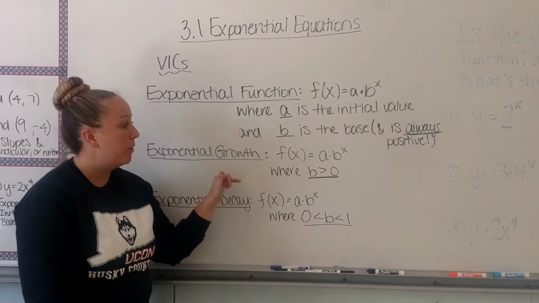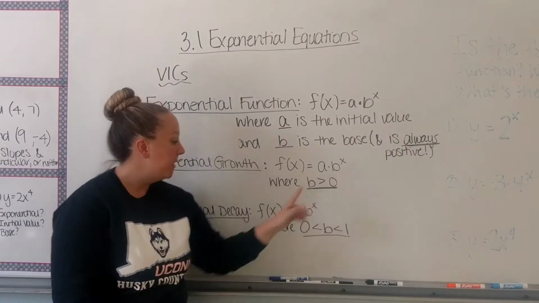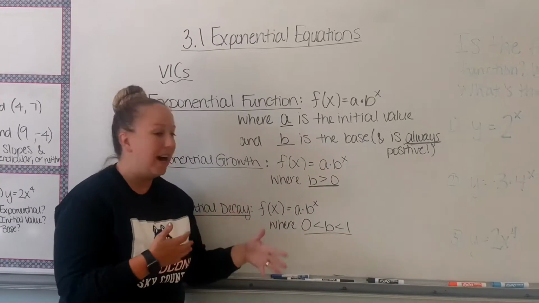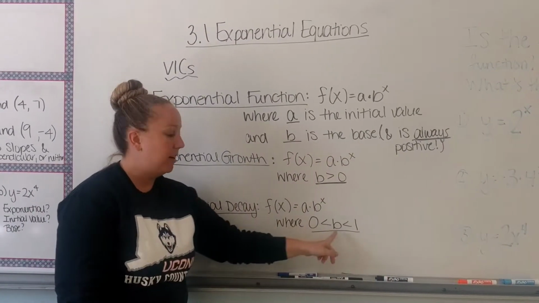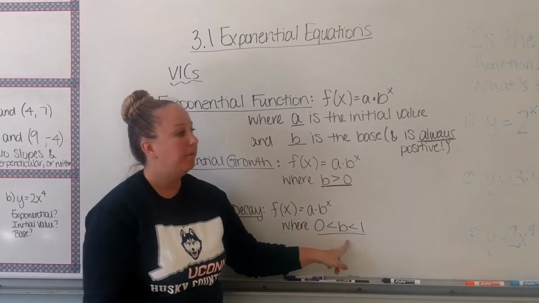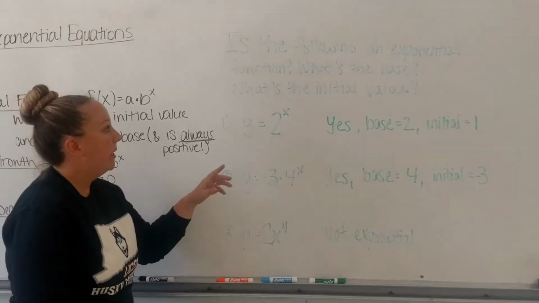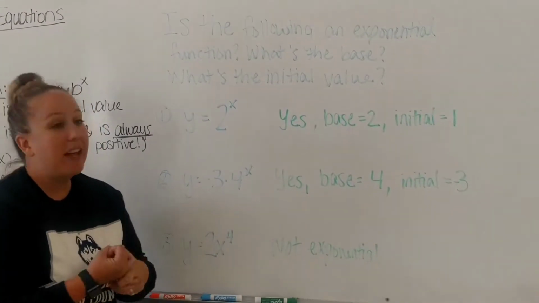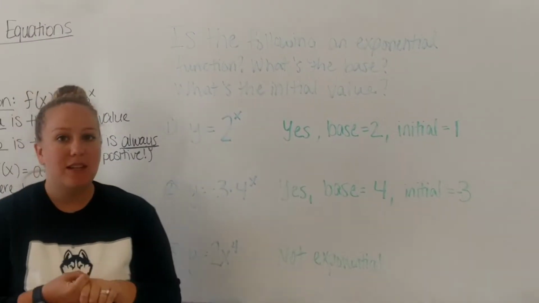Then you have the two different types of exponential functions. You have exponential growth, where b is greater than 1. And you have exponential decay, where b is between 0 and 1. So it's that decimal value that we've talked about, where it lands in between 0 and 1. So you've got three exponential functions we're going to look at, and we want to know, are they exponential, what's the base, and what's the initial value?